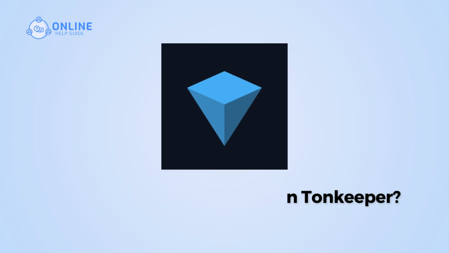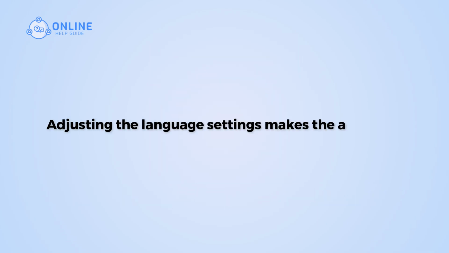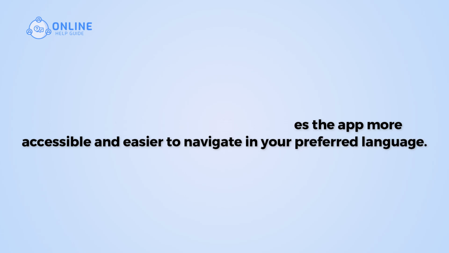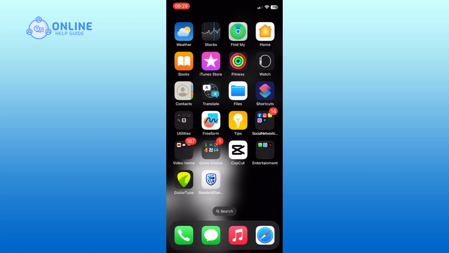on Tonkeeper. Adjusting the language settings makes the app more accessible and easier to navigate in your preferred language. So let's get started on how to change language on Tonkeeper. To change Tonkeeper language, you have to change your mobile phone's language.